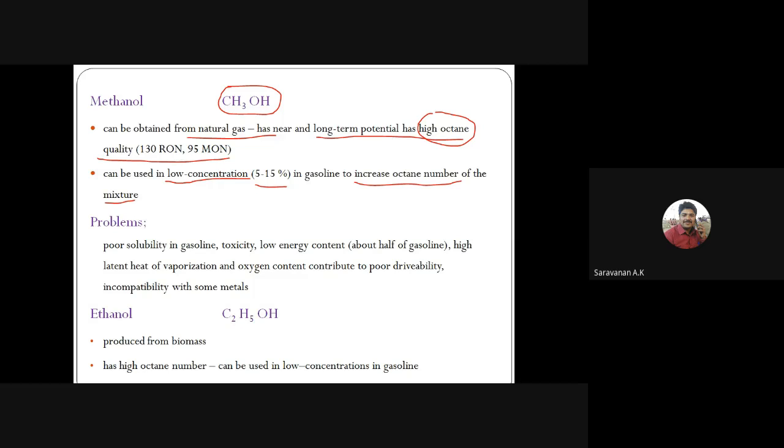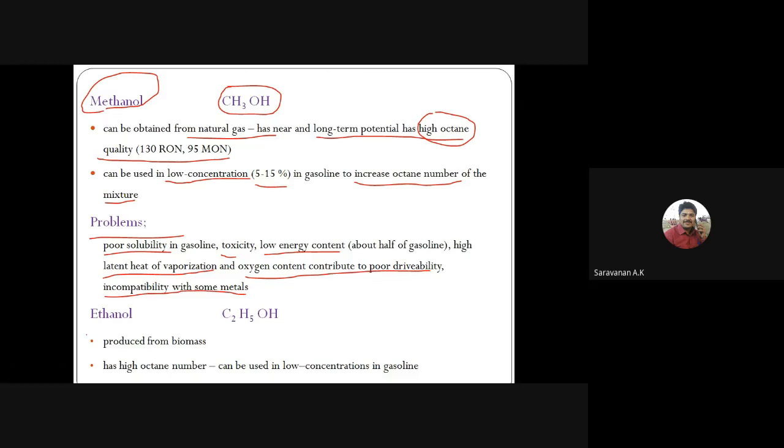While using methanol, we have some problems. What are the problems? Poor solubility in gasoline, toxicity, low energy content, high latent heat of vaporization, the oxygen content contributes to poor drivability, and incompatibility with some metals. These are the problems for using methanol as a working fuel.